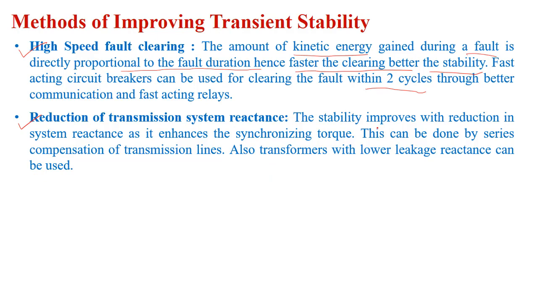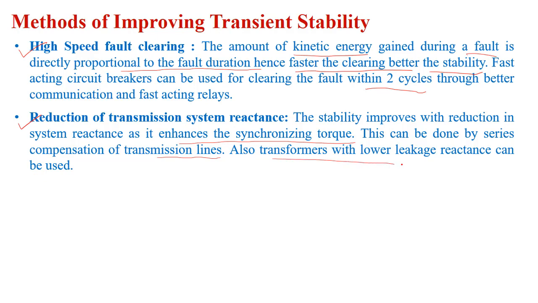The second point is reduction of transmission system reactance. Stability improves with reduction in the system reactance as it enhances the synchronizing torque. This can be done by series compensation. We know the synchronizing torque coefficient is a function of the series reactance. As the series reactance decreases, the synchronizing torque is enhanced. Hence, by providing series compensation in the transmission line, which means adding series capacitances in series with the line, we can reduce the net reactance. Therefore, the synchronizing torque will increase.